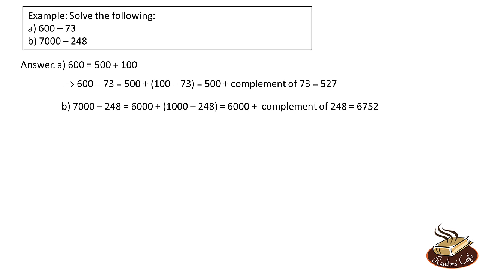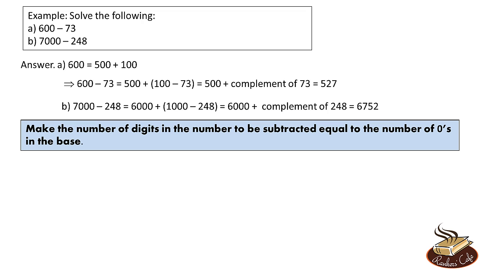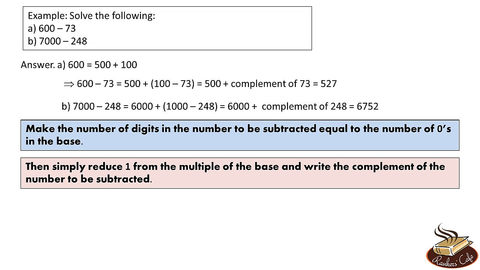Now from the above two examples, a pattern can be seen. And what is that pattern? In order to do such subtractions, first make the number of digits in the number to be subtracted equal to the number of zeros in the base. In both our examples, the number of digits to be subtracted were already equal to the number of zeros. If they were not, we would have added zeros to the left of the numbers. And after that, simply reduce 1 from the multiple of the base and write the complement of the number to be subtracted.